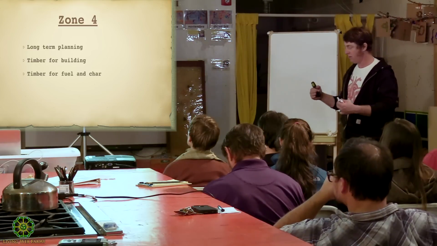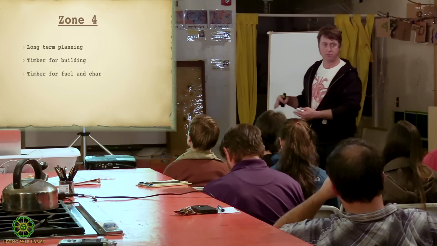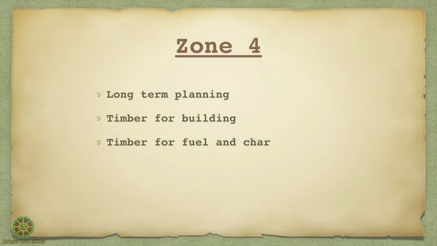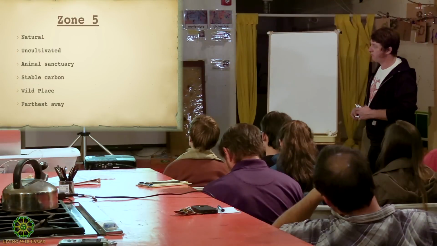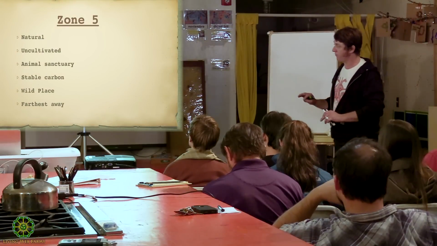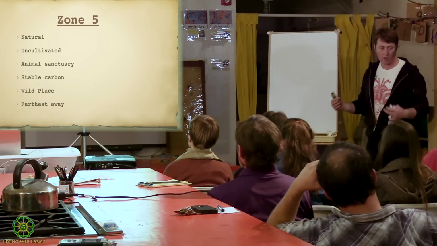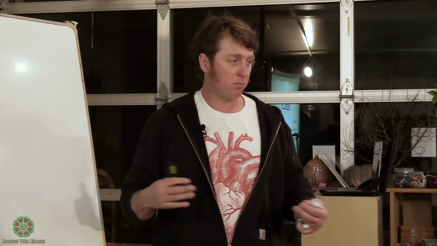Zone 4, we're getting farther out. You see the number of items on each one is kind of dwindling. It's broader, but there's less fine, high-end production stuff. So it's your long-term planning, your timbers, your fuel. And zone 5 is just the farthest place away. It's uncultivated. It's your natural spot. You want the wildness, and you're protecting that.